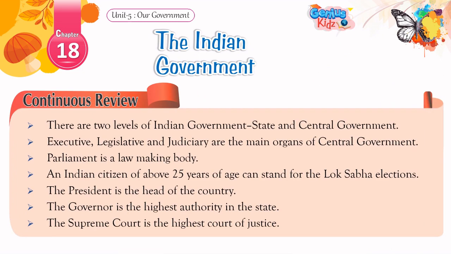Continuous review. There are two levels of Indian government, state and central government. Executive, legislative and judiciary are the main organs of central government. Parliament is a law-making body.